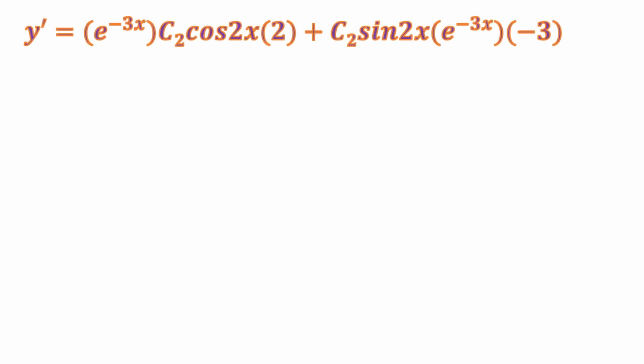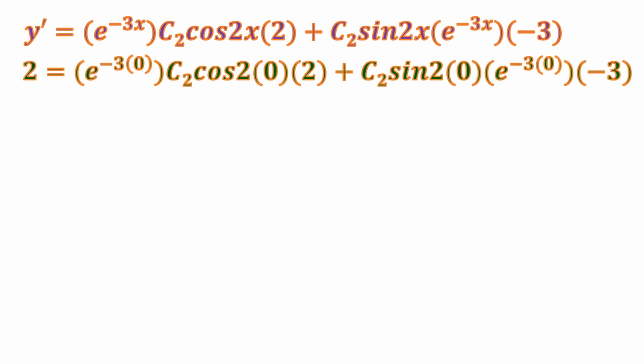Then we're going to copy because we don't have enough space, and then we'll continue simplifying this. Based on the initial values given, if x is 0, then the first derivative of y is 2. And then we're going to substitute it here.